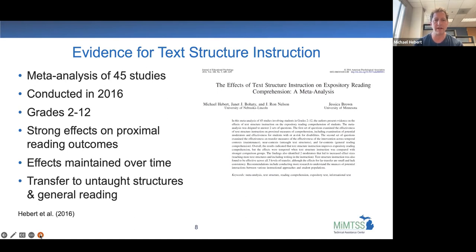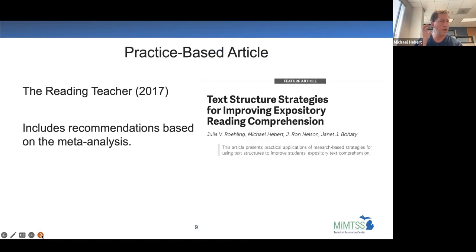So there are a lot of really important findings in this, and I'll share the more practical pieces throughout the presentation. We also wrote a practice-based article based on this. It's in The Reading Teacher in 2017. Julia Rowling, my doc student, wrote it with me at the time, and she's the first author on that. It includes a lot of the recommendations that I'm going to share. I'm also sharing this article with John so that you will have access to it too if you want to read a little bit more.